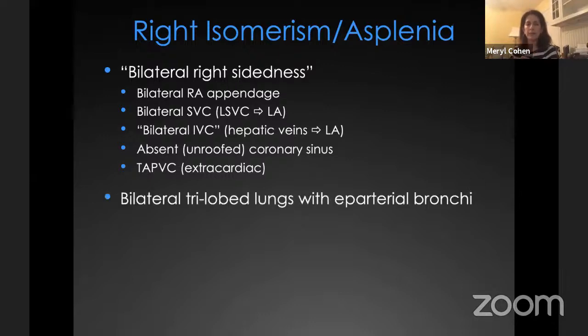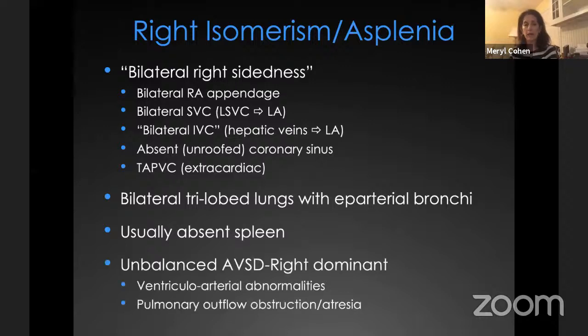They will typically have bilaterally trilobed lungs with eparterial bronchi. Usually they'll have an absent spleen, but not always. Again, not a consistent finding. And they will have unbalanced AV septal defect, right dominant, almost, I don't want to use this term because it's obviously been controversial, but almost right single ventricle, along with ventricular arterial alignment abnormalities, such as double outlet right ventricle, the aorta arising from the right ventricle with pulmonary atresia. And very frequently, these patients have pulmonary outflow tract obstruction or pulmonary atresia.